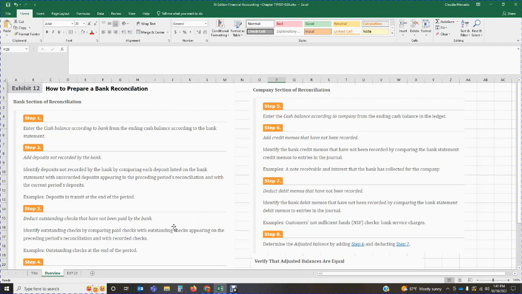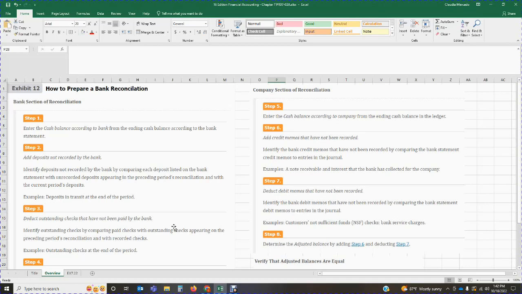On the bank section, that's the top section, we always start off with the bank section. We're going to enter the cash balance according to our bank statement. That's going to be your starting point. Then you're going to add any deposits not recorded by the bank. These are the deposits in transit. These are the deposits that you made late in the day that haven't posted into the bank's books yet. They're not going to post until the next available business day. So you need to identify any deposits not recorded by the bank, and you're going to identify this by comparing the bank with the book record, okay?